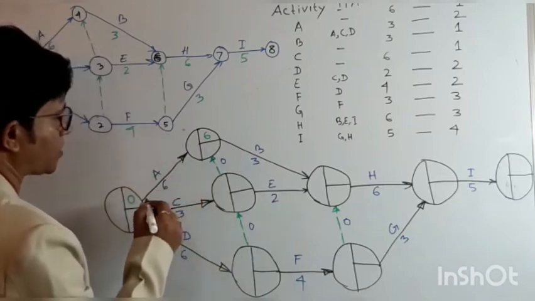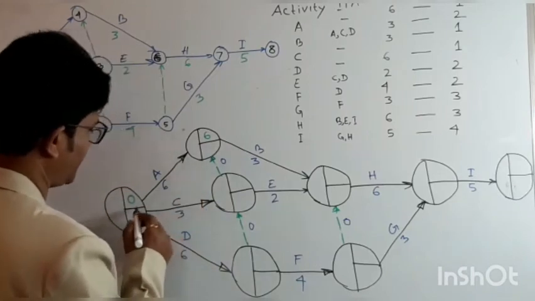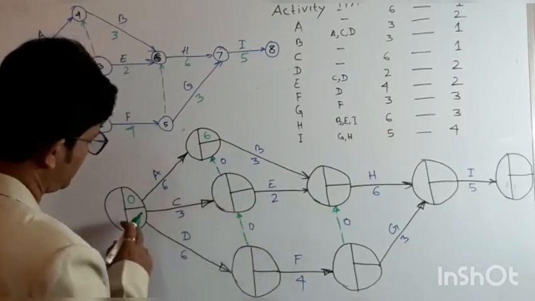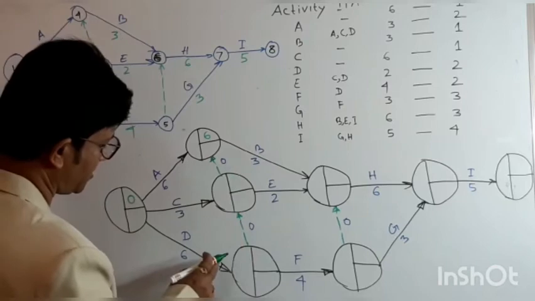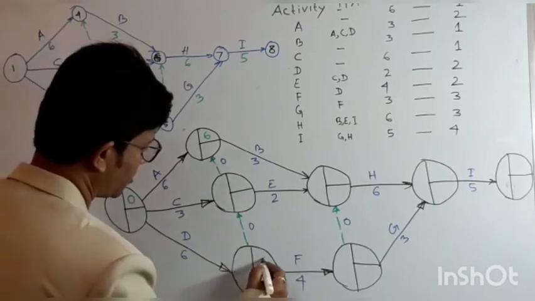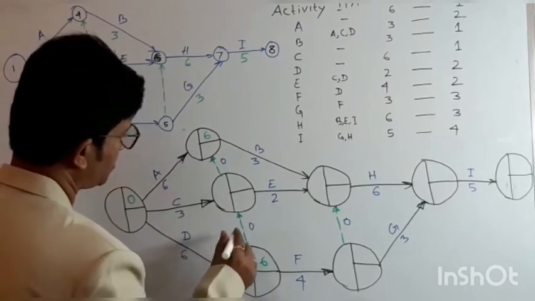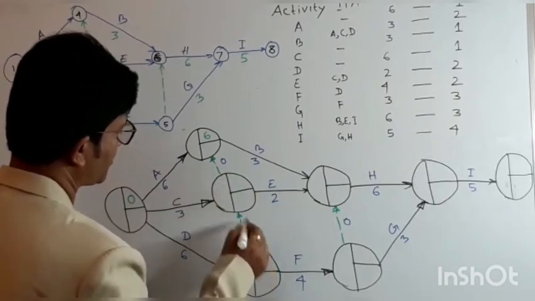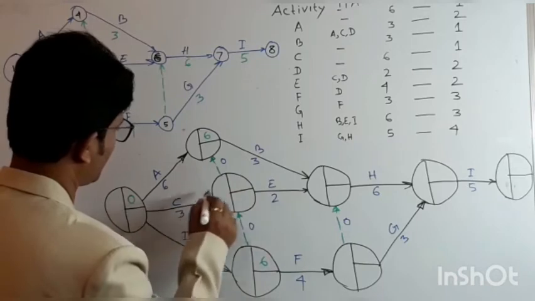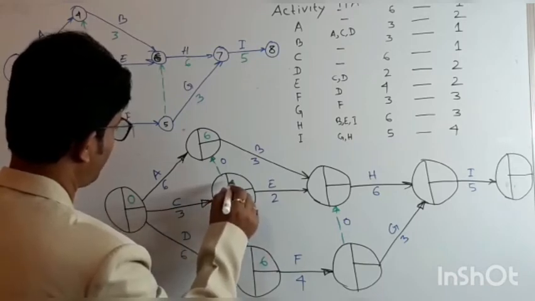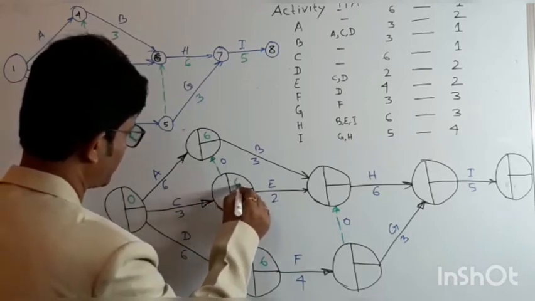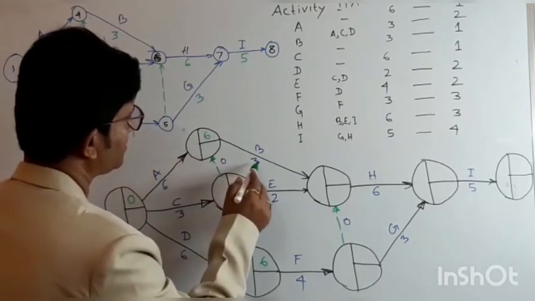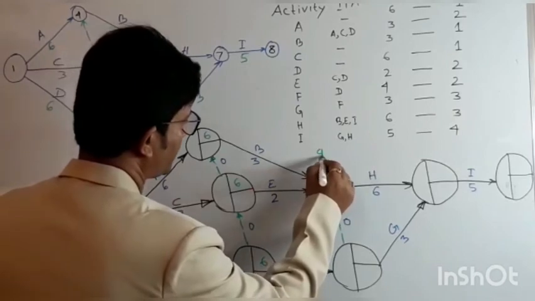Again, for this activity, this is 0 plus 3, this is 3, and for this activity, this is 0 plus 6, this will also be 6. So for this activity there will be 6 plus 0, this is 6, and 0 plus 3, 3, and so the maximum will be 6. So here 6 plus 3, that is 9. So here we will get 9.